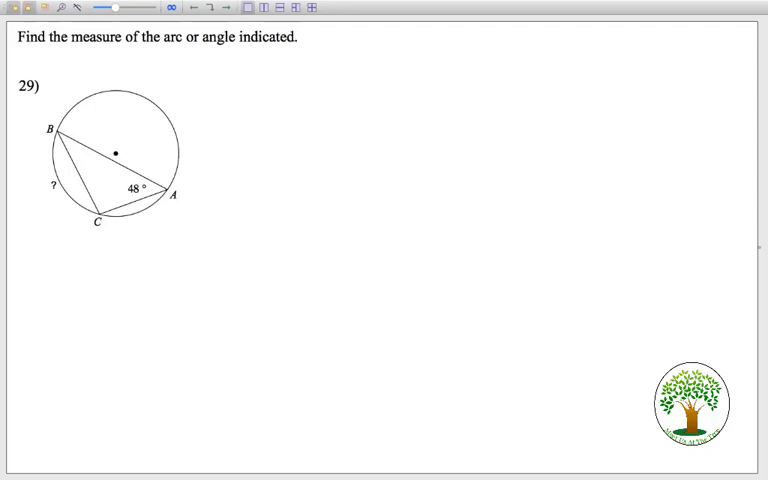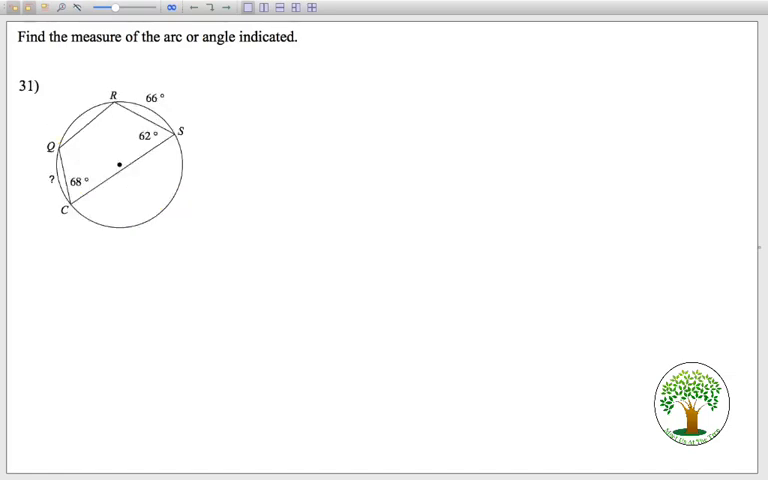Let's do number 29. Number 29, we have this arc here. Excuse me, this angle here is 43. It intercepts this arc right here. So all I need to do is take that times 2, and it will equal this arc out here. And that'll equal 96 degrees.